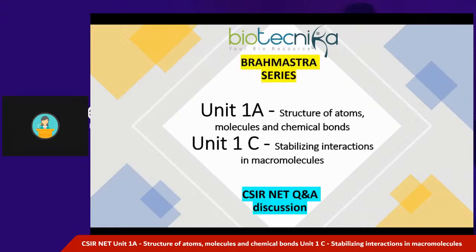So this is Brahmastra Series. Today we are going to discuss Unit 1A and 1C. So what do we have here? In Unit 1A of CSIR syllabus, we have structure of atoms, molecules and chemical bonds. And under 1C, we have stabilizing interactions in macromolecules. So these are very basic units, but sometimes questions also come from here.